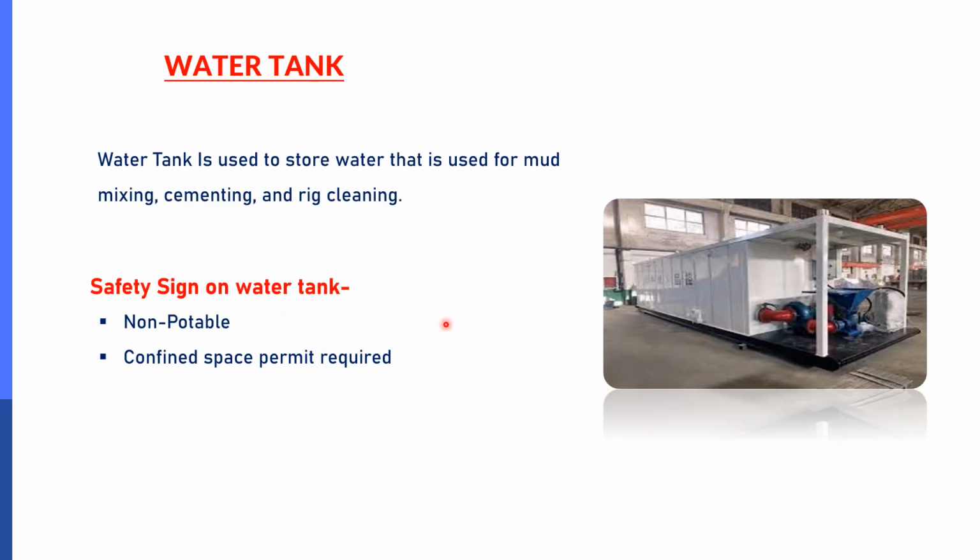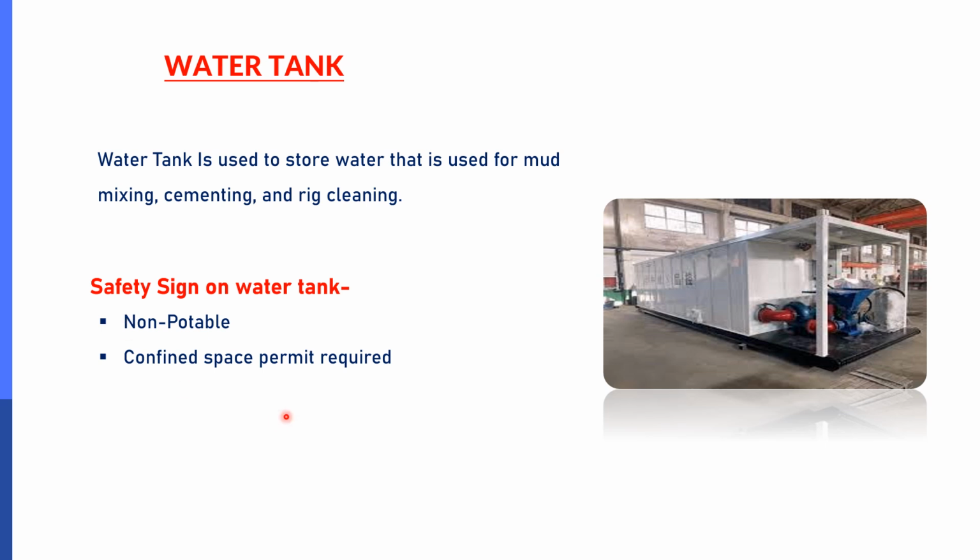Now, next is the water tank. The water tank is located in the rig because water is needed. Why is water needed in the rig? The water tank is used to store water that is used for mud mixing, cementing, and rig cleaning operations. That's why water is needed.